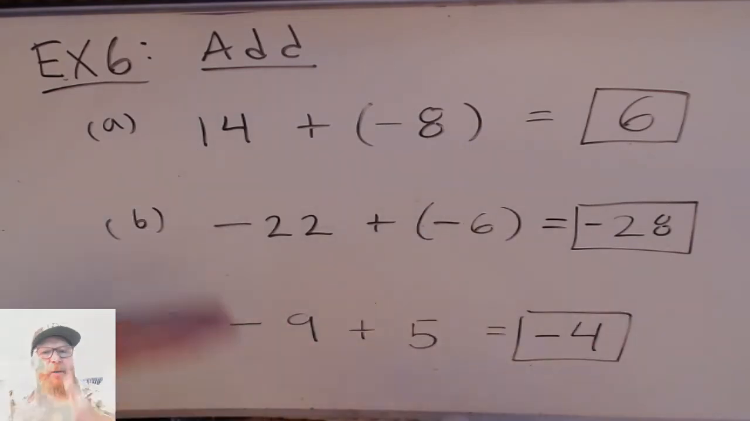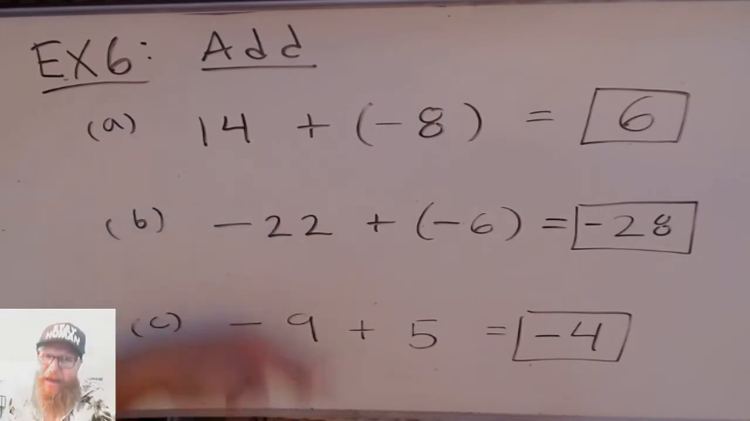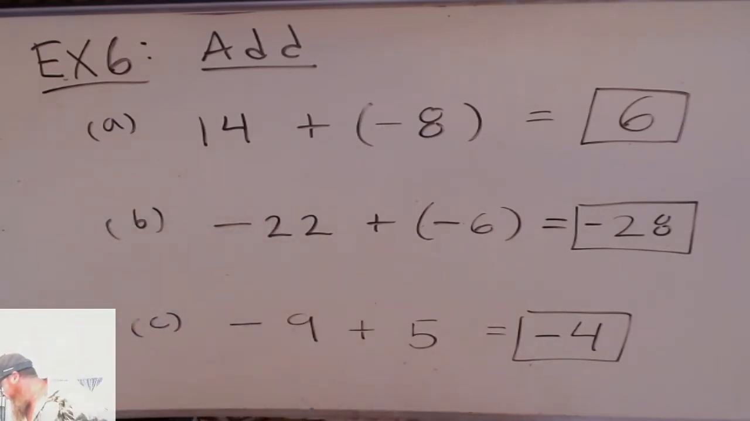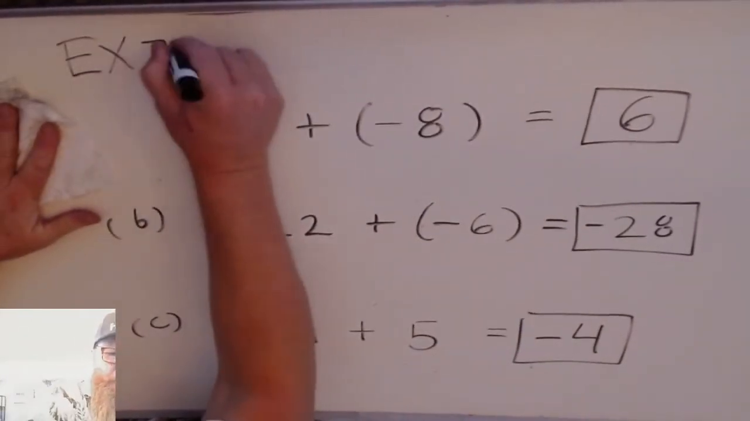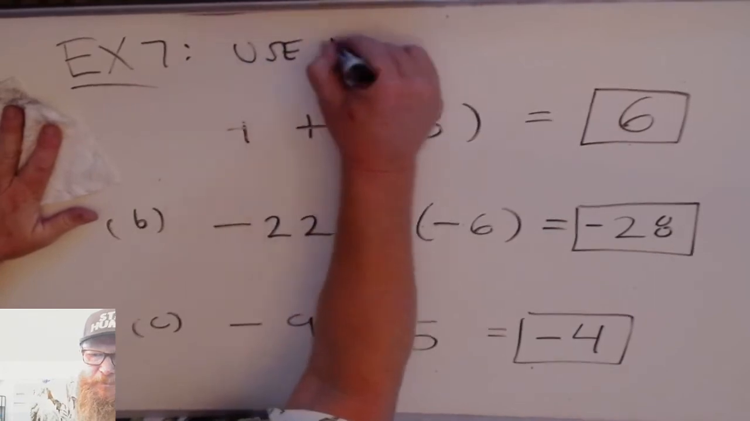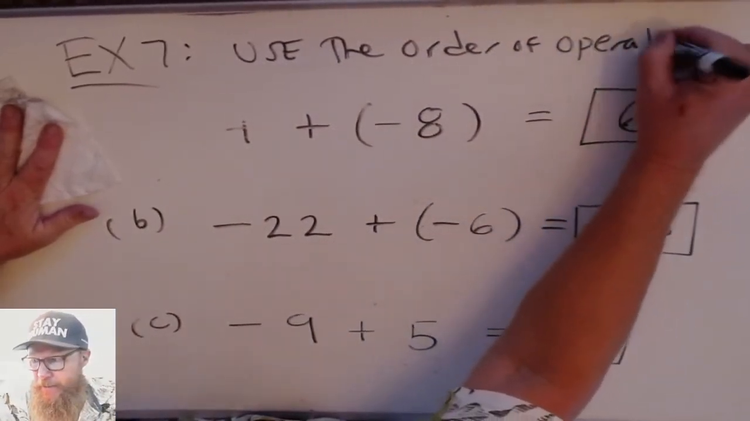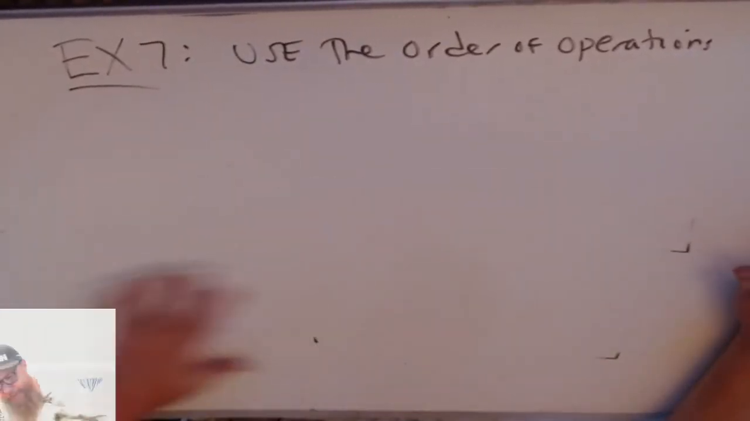The rules always apply 2 at a time, so you do 2 things at a time. You might have some problems that have more than 2 terms. Just use the order of operations to simplify these.